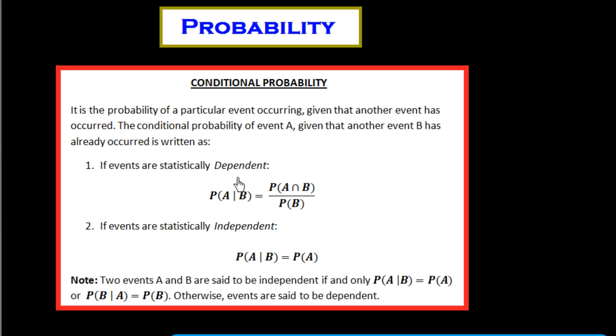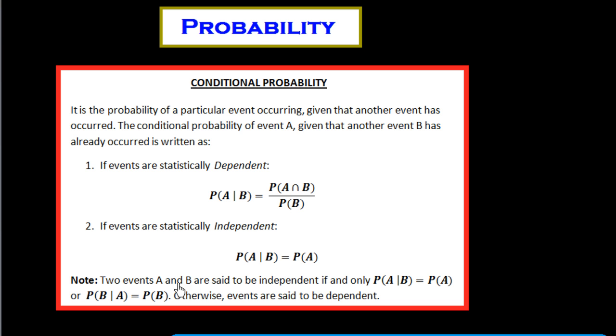If the events are dependent on each other, then the probability of A given B is equal to probability of A intersection B over probability of B. Here the event B is given to us already, or it has occurred. And the second case, if the events are statistically independent, then probability of A given B is equal to probability of A.